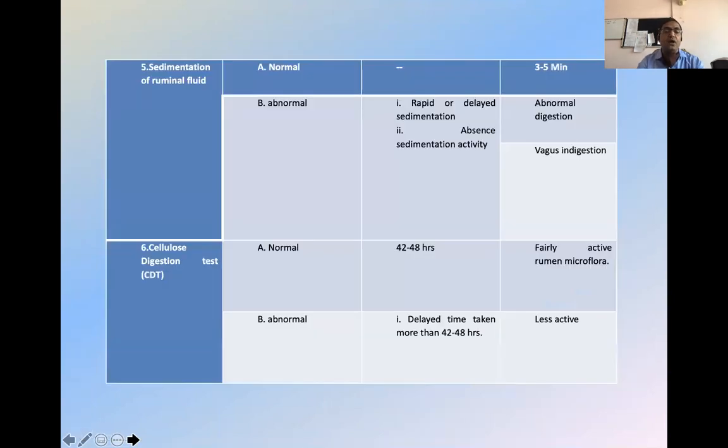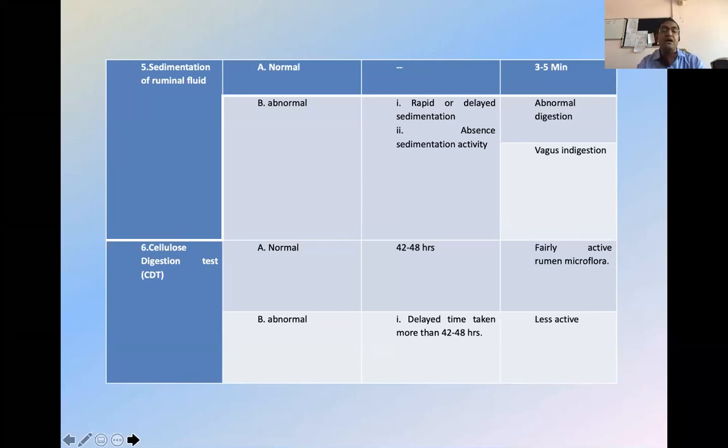And after doing that, there are 2 very important tests, as we have discussed in the previous class: sedimentation of the rumen fluid, that is called the SAT test or sedimentation activity test, and the second one is the cellulose digestion test. Although we do not do it as a routine practice because it takes some time, as a large animal practitioner, if you see cases referred to our colleges where the owner complains that my cattle has not been eating for the last 15 or 20 days and is only on fluid, then it's our role to go for such a test.